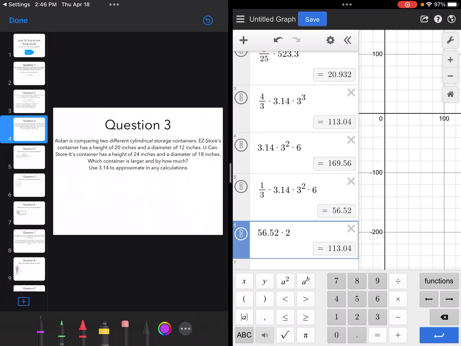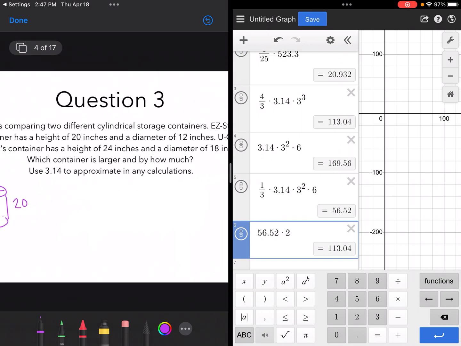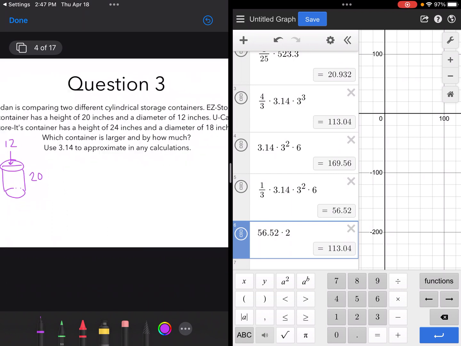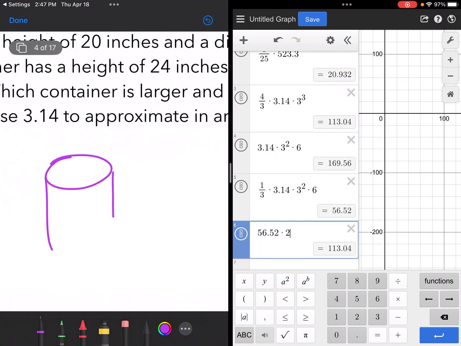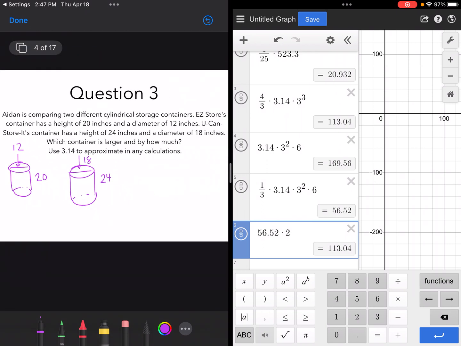Okay, Aiden is comparing 2 different cylindrical storage containers. He has one that has a height of 20 and a diameter of 12. And then he has another one that has a diameter of 18 and a height of 24. And they want to know which container is larger and by how much.